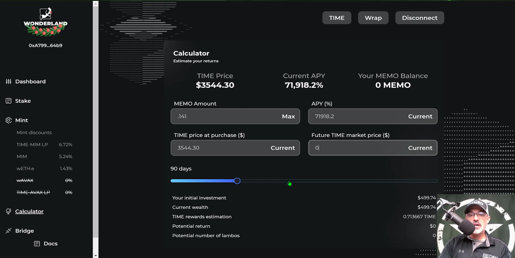However, with that being said, if the price of time goes to zero, your investment also goes to zero. And so that is a possibility. And so you should never invest more than you're willing to lose. Now that's enough jaw jacking. Let's get this money staked.